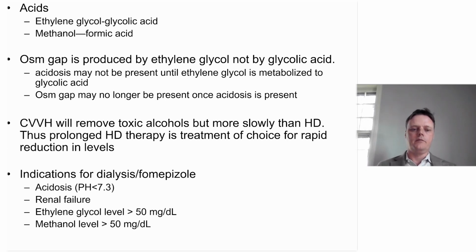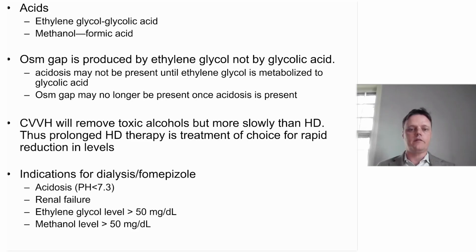The osmolar gap is produced by the ethylene glycol and not by glycolic acid. This is really important to remember as well. If you take an ingestion and you immediately measure the anion gap and the osmolar gap of ethylene glycol, for example, the anion gap will be normal and the osmolar gap will be extremely high. And this is because the ethylene glycol has not yet been metabolized into glycolic acid. Similarly, if you wait long enough after the ingestion, the osmolar gap could be normal, but the anion gap could be extremely high. And that is because all of the ethylene glycol is now being metabolized into glycolic acid. So it's really important to know the timing of the ingestion when you're interpreting results.